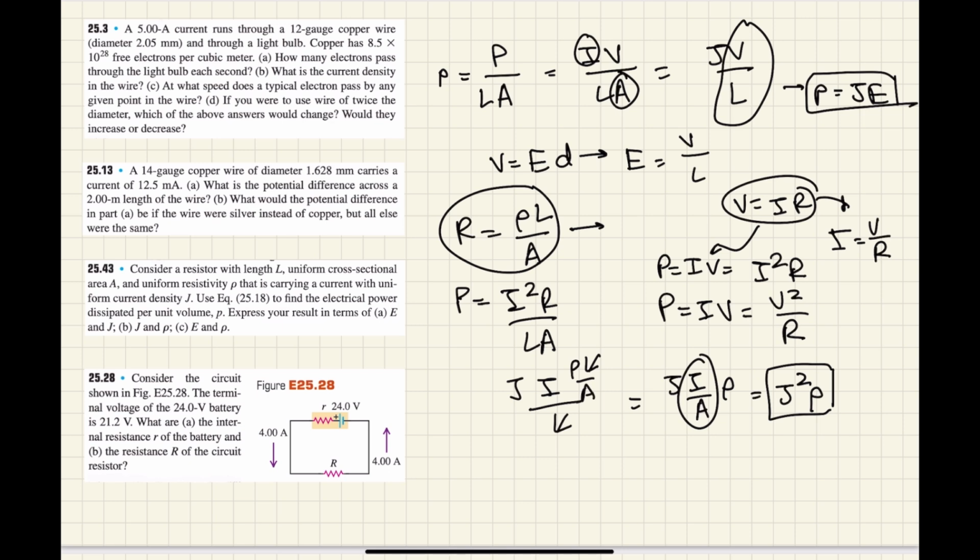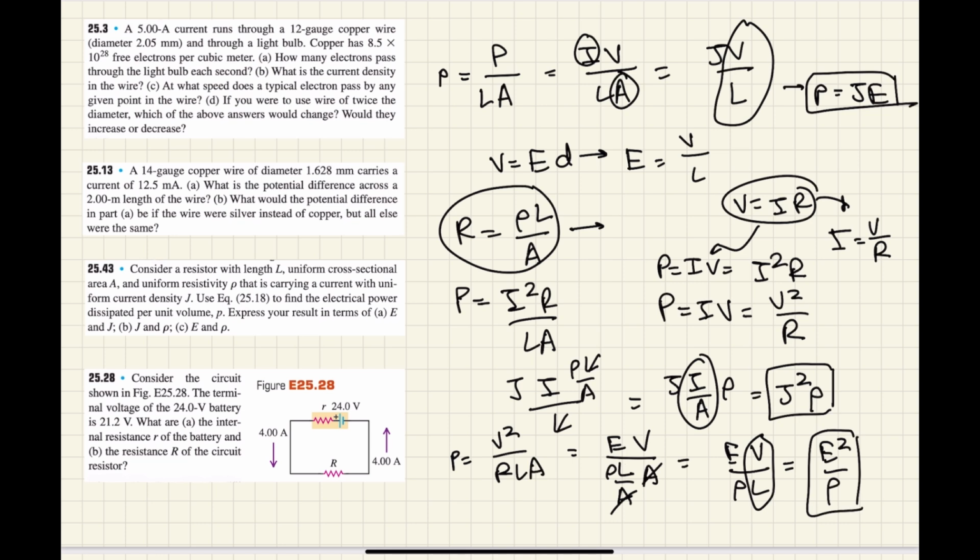And then finally, in terms of E and rho, we can do something very similar. Instead of I squared R, we do V squared over R. So power per unit volume is V squared over R LA. And we know that V over L is electric field, and so this becomes E. We still have an extra V left over in the numerator over RA. And again, we can use R is equal to rho L over A. A's cancel, and we're left with E V over rho L. Well, V over L is another E. So it becomes E squared over rho as our answer.